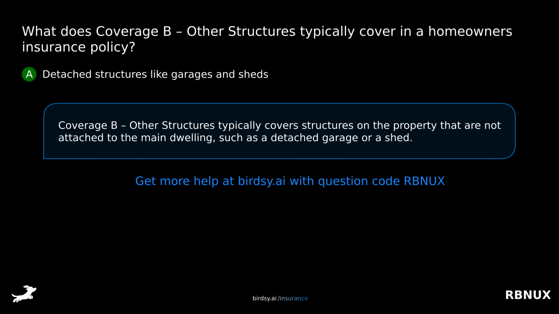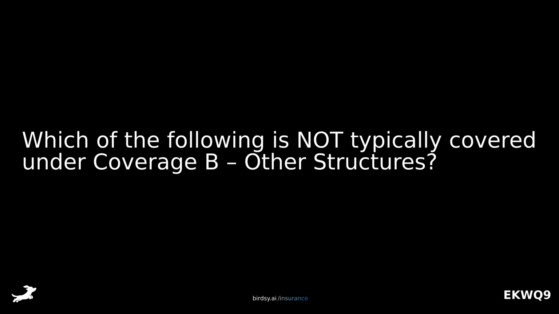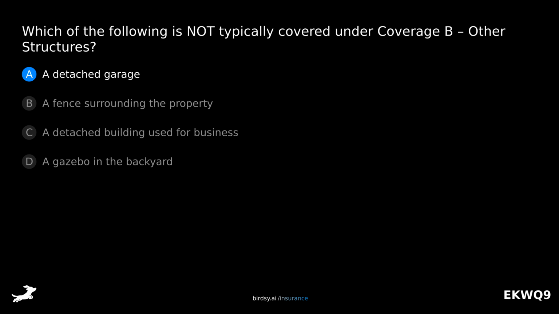Coverage B, other structures, typically covers structures on the property that are not attached to the main dwelling, such as a detached garage or a shed. Which of the following is not typically covered under Coverage B, other structures? Is it A, a detached garage, B, a fence surrounding the property, C, a detached building used for business, or D, a gazebo in the backyard? The answer is C, a detached building used for business.